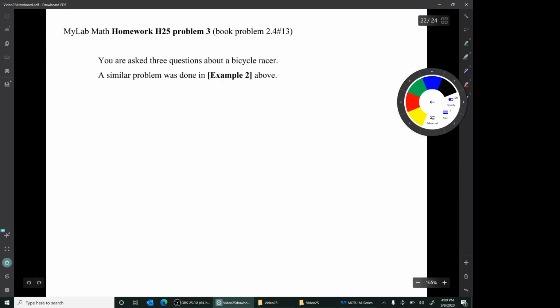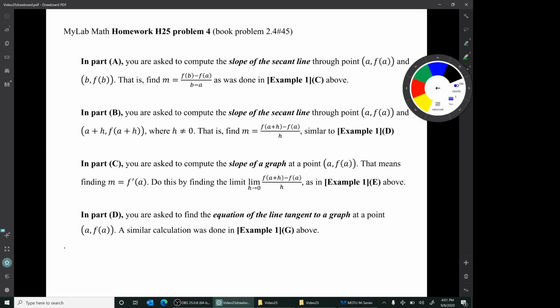In problem number 3, you're asked 3 questions about a bicycle racer. Well, that's just like that example 2 that we did above. In problem 4, you're asked to compute the slope of a secant line between points a, f of a and b, f of b, where a and b are some particular numbers. That means doing one of these calculations, like we did in example 1C.